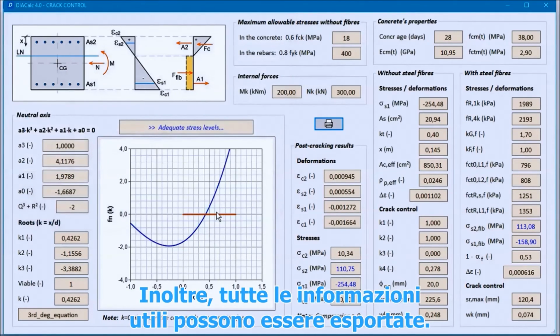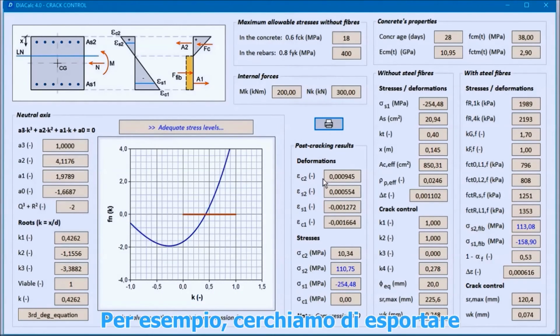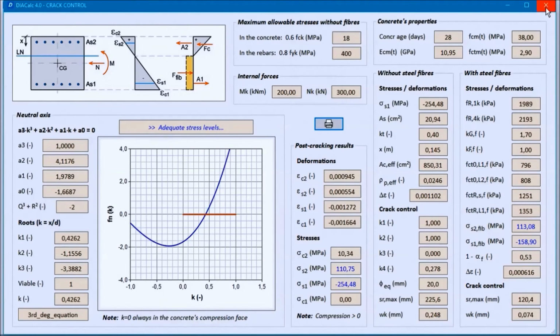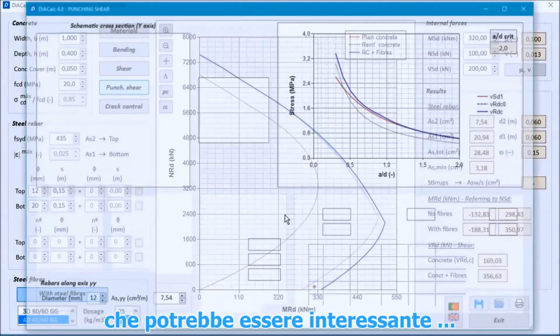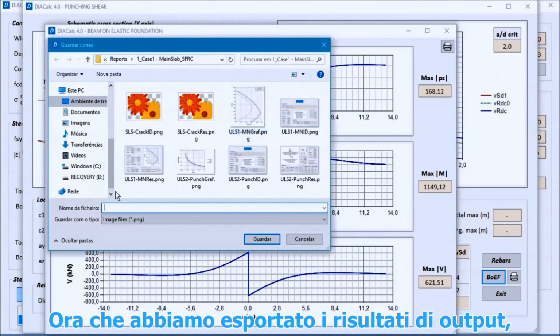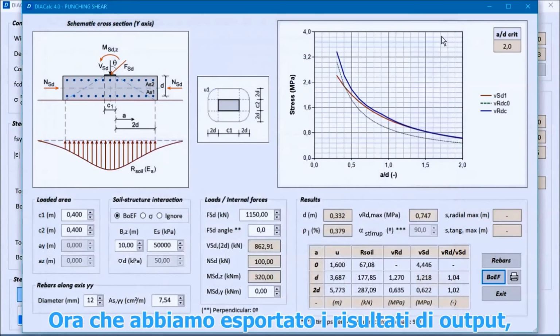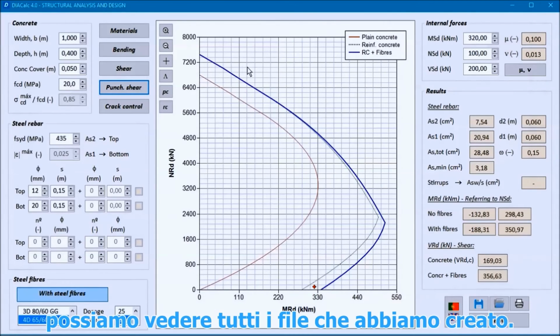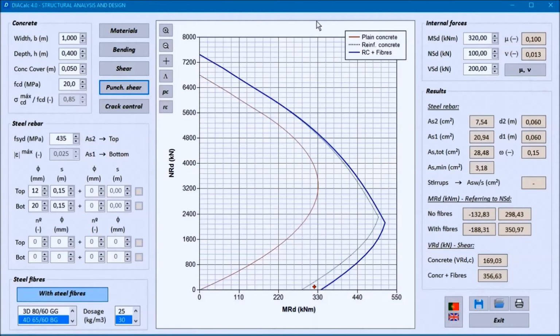Okay. Additionally, all relevant information can be exported. For instance, let's export the beam on elastic foundation results, which could be interesting. Okay. Now that we have exported the output results, we can see all the files that we have created.